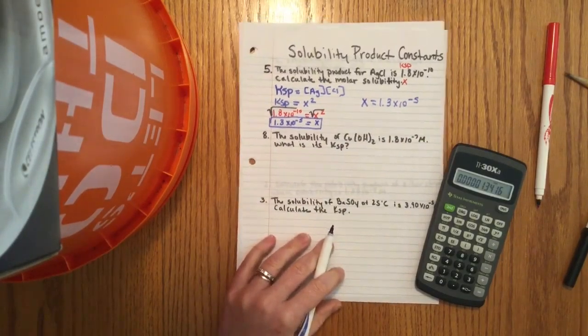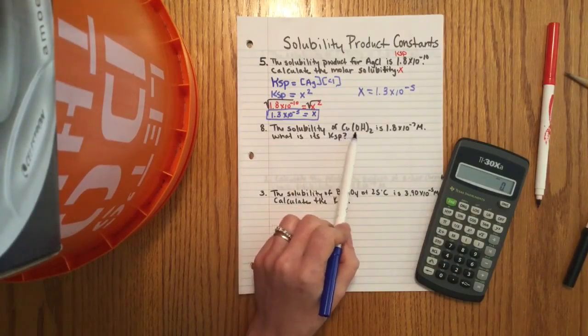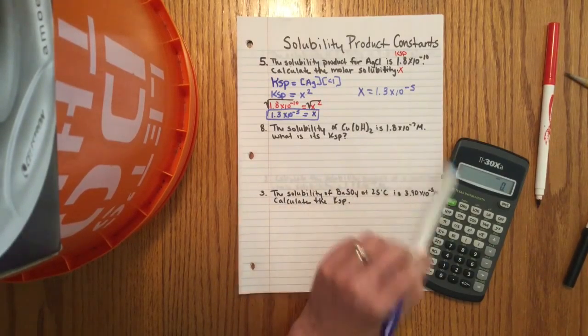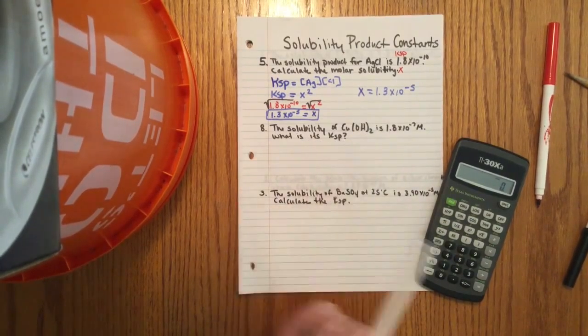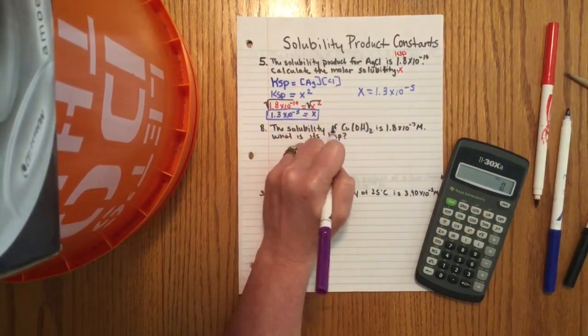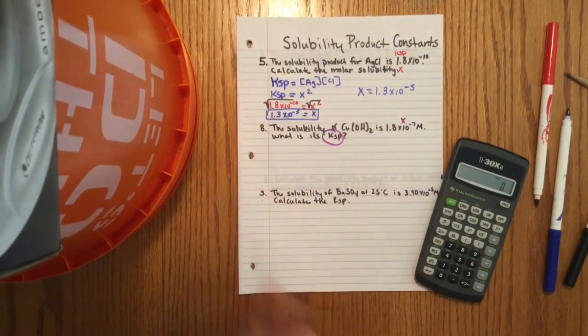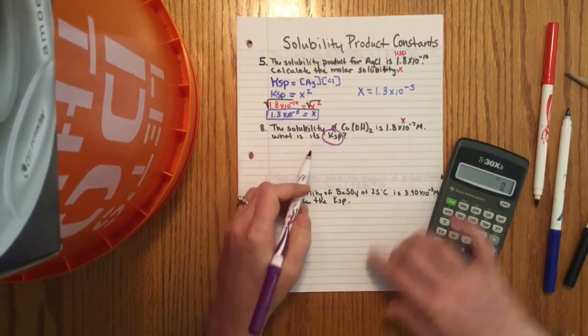Okay, so let's look at a different practice problem. Let's look at problem number 8. Problem number 8 says the solubility of CuOH2 is 1.8 times 10 to the negative 7. What is its KSP? Well, in this problem it's a little bit different because I'm solving for KSP and they've given me the solubility, or the x. I'm still going to need to set it up, but I'm going to be solving for KSP this time, plugging this in for x.